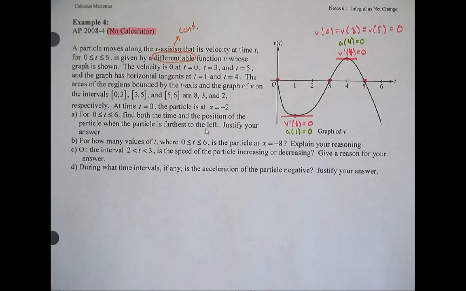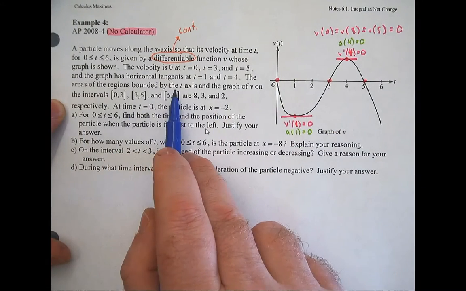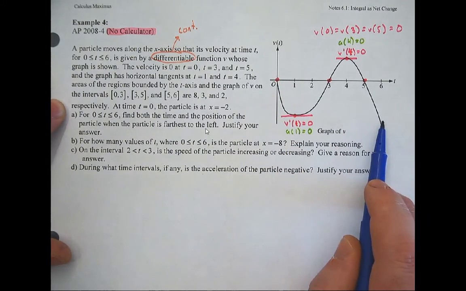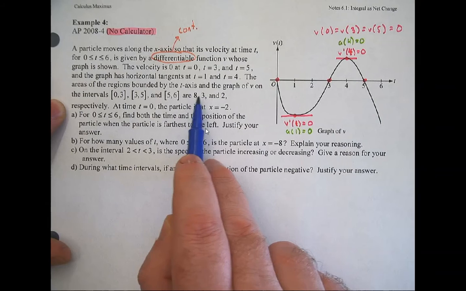And then they told us that the areas of the region are certain values. So they do this sometimes when they don't want us to have to calculate the integral on our own. So the areas of the region bounded by the t-axis and the graph v, on the intervals 0 to 3, 3 to 5, 5 to 6 are 8, 3, and 2.